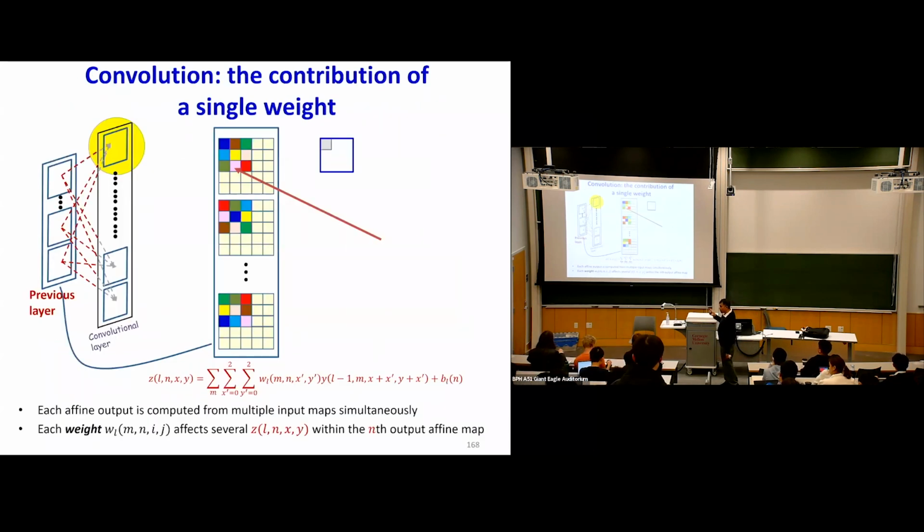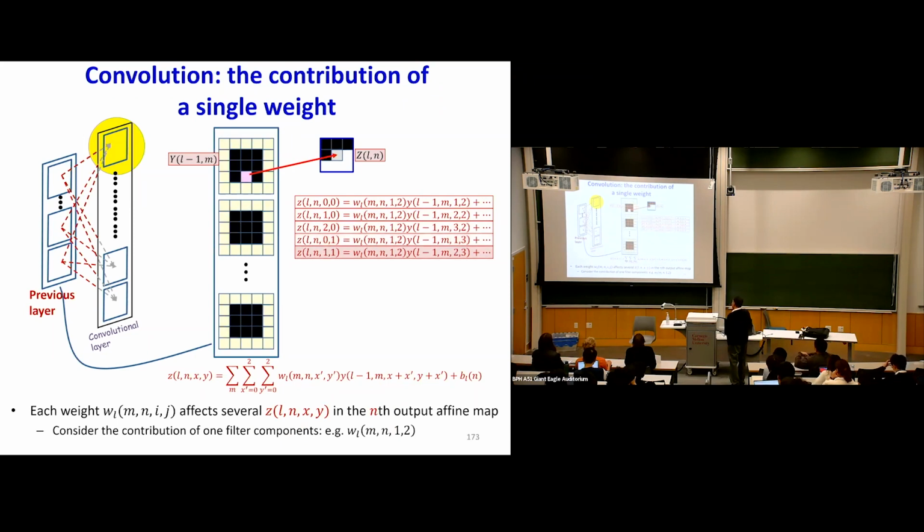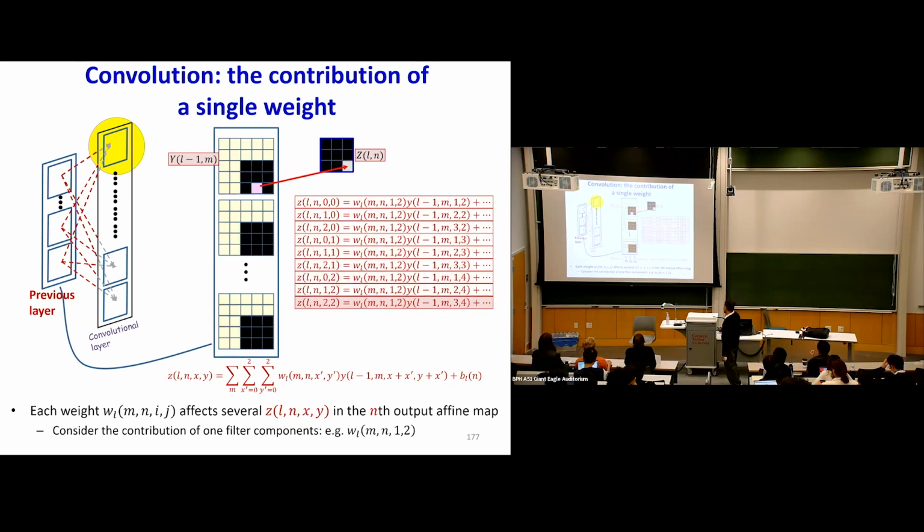So just track the 1, 2 element of this filter. That's the one that is being pointed to, over here. When the 1, 2 element is at this location, look at where it is sitting, right? So when the 1, 2 element is at this location, it composes, or helps compose, the first element of the output. Over here, it helps compose the second element. Over here, it's the third, fourth, fifth, sixth, seventh, eighth, ninth, right?